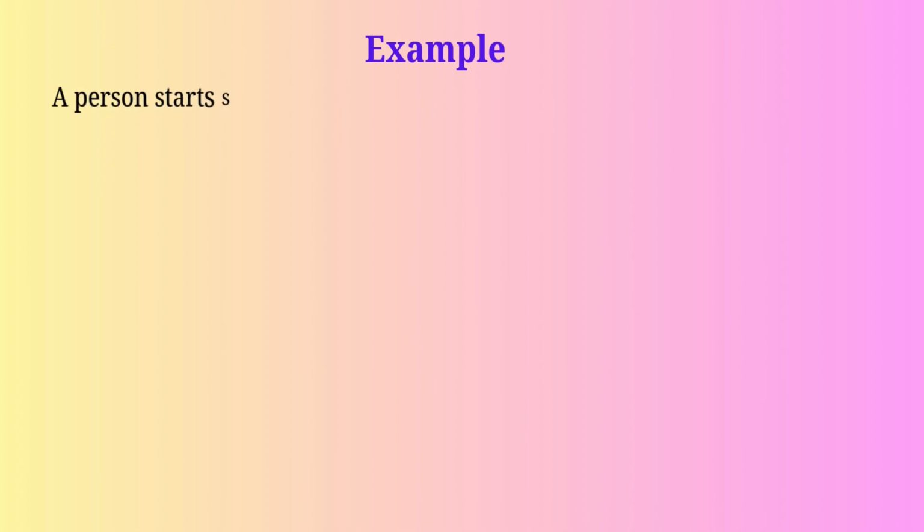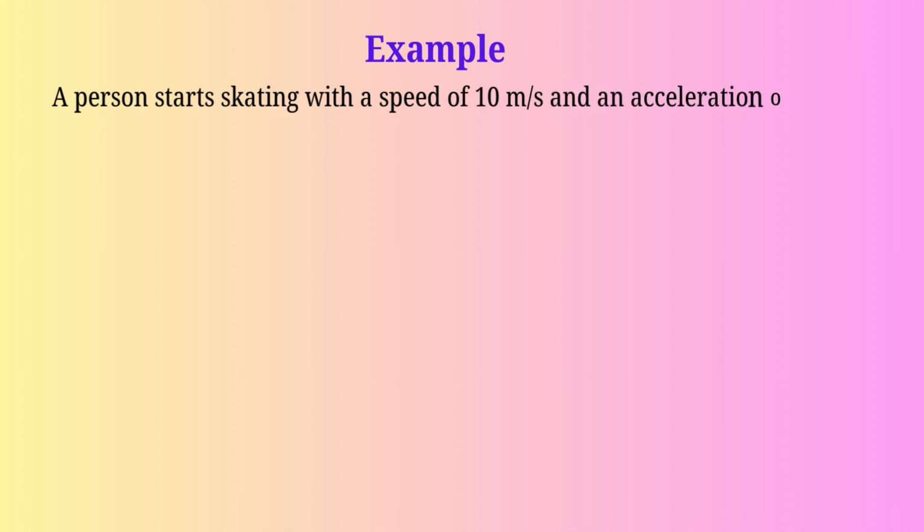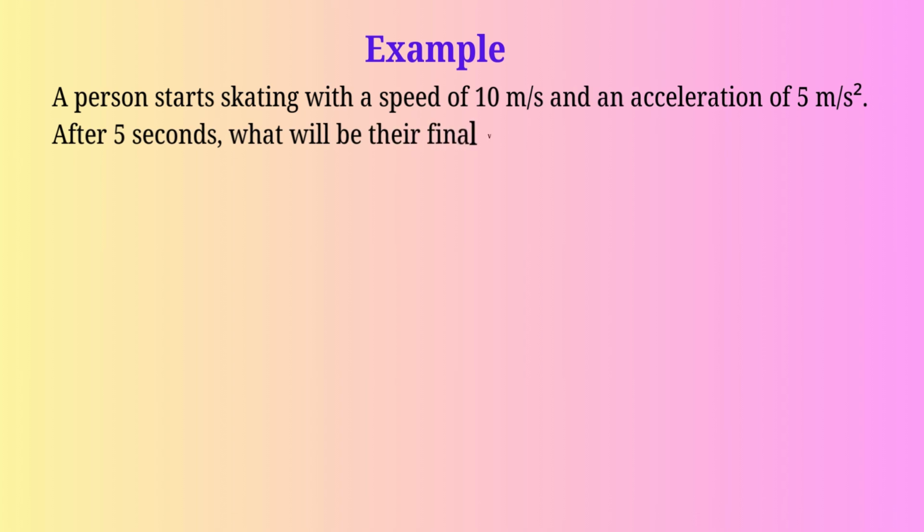Let's understand this with an example. A person starts skating with a speed of 10 meters per second and an acceleration of 5 meters per second square. After 5 seconds, what will be their final velocity and displacement?